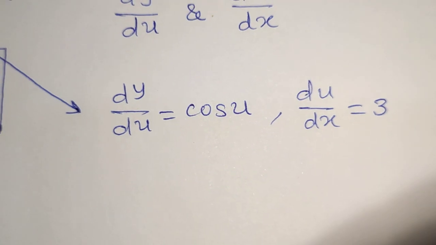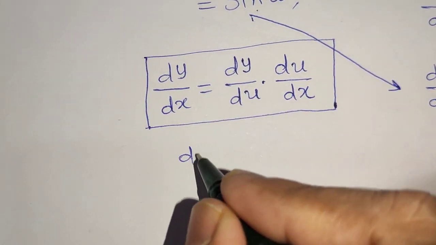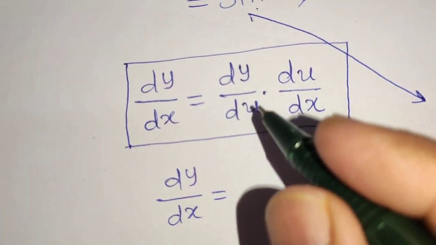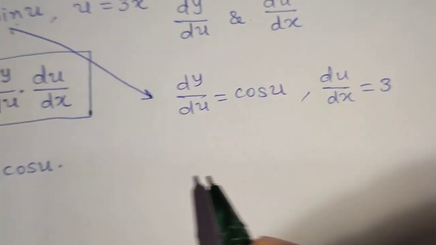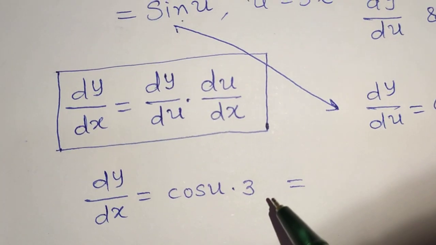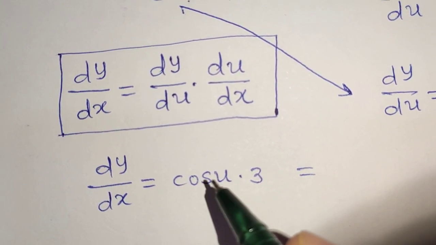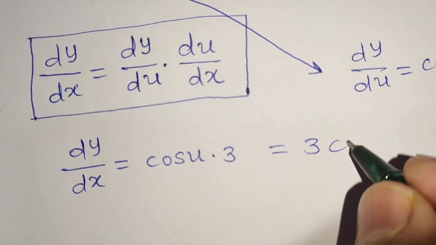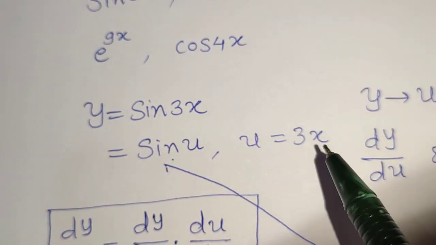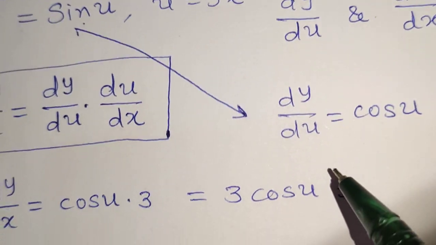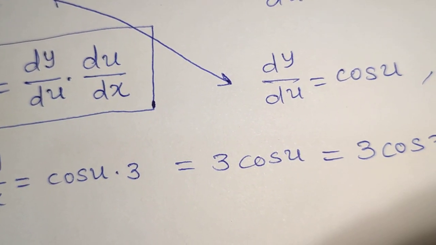So here we have dy by du as cos u, du by dx as 3, and by this formula dy by dx will be equal to dy by du, which is cos u, into du by dx. du by dx is 3, so multiply by 3. It is not cos u 3 or cos 3u. Cos u is one term and 3 is different, so this is 3 into cos u, 3 cos u. Again replace u, whatever we have assumed here, u was our 3x. So replacing the value of u, this will become 3 cos 3x.